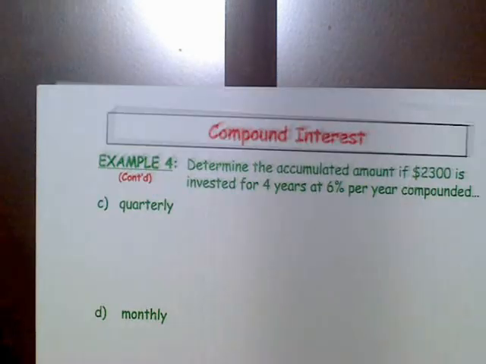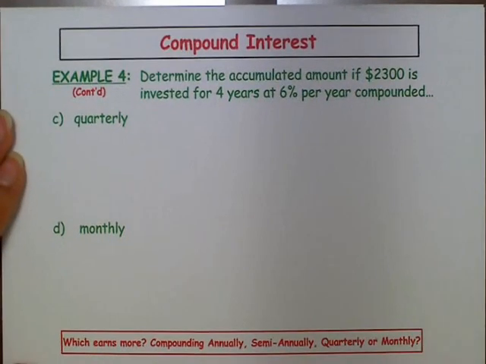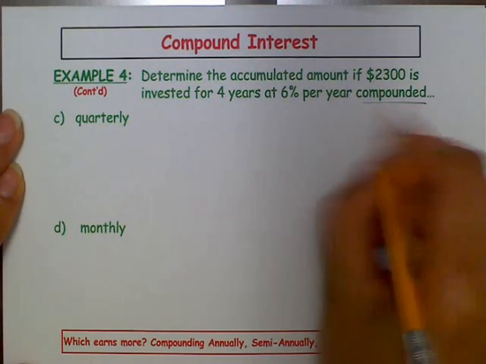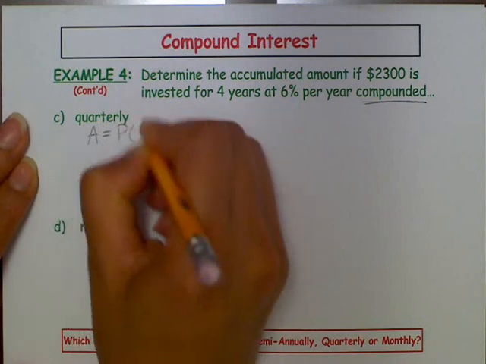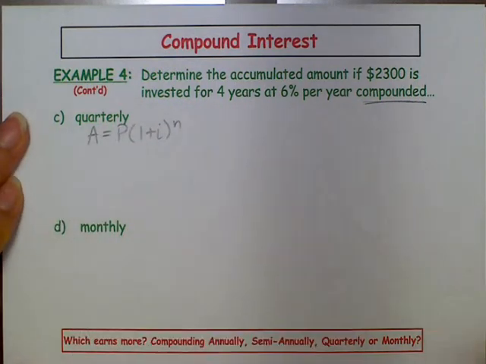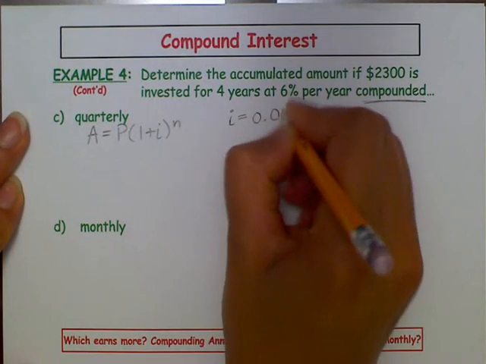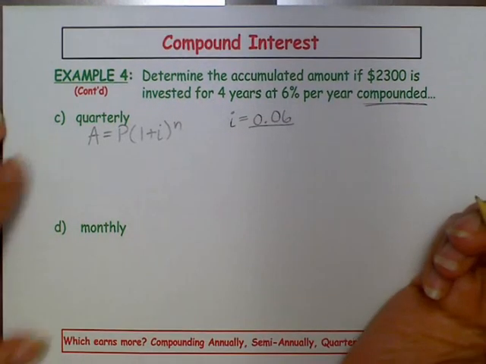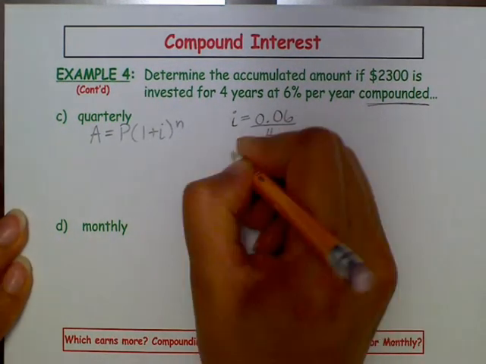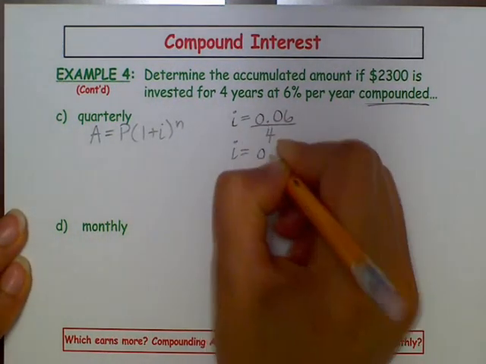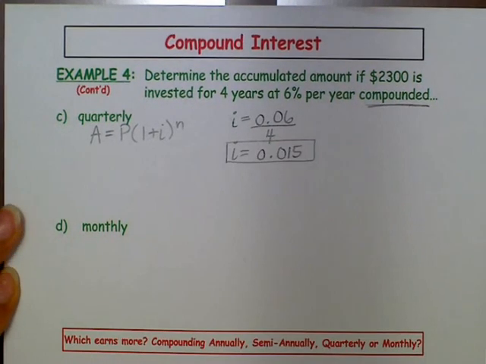Okay, so we're looking at interest being compounded quarterly, and because I know it's compounded interest, I'm going to start with the compound interest formula. And i represents the interest rate per compounding period. So I know I'm getting 6% per year, but interest is compounded 4 times a year since it's quarterly. So I'm going to divide by 4 and I'll get 0.015. That's the interest rate that you get every quarter of the year.